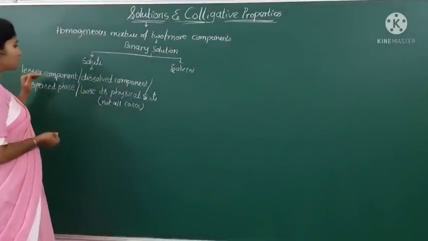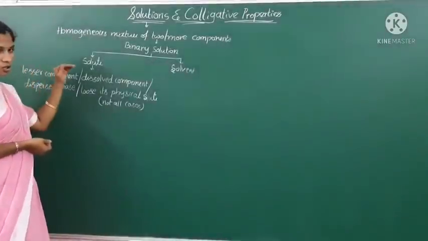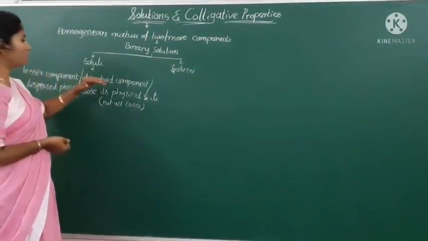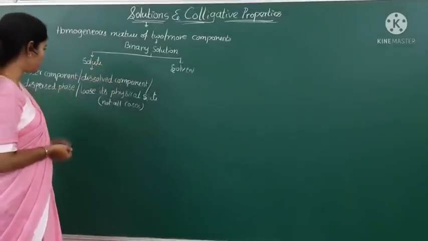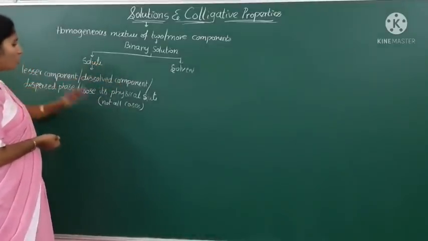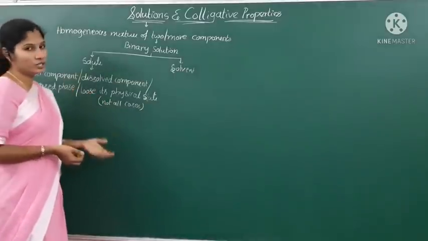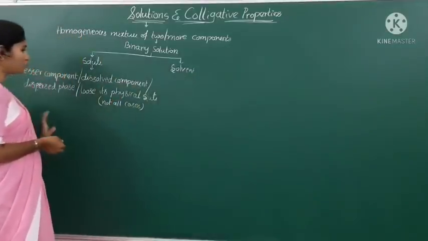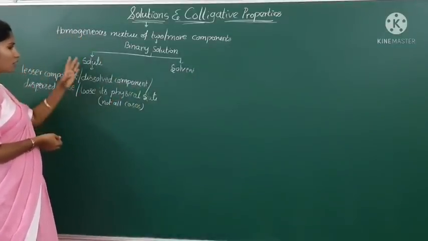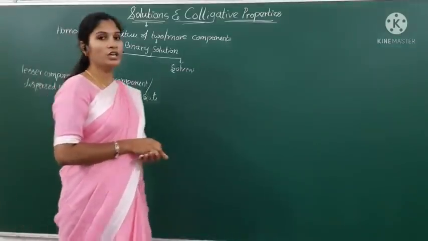Okay. Solute is the lesser component present in the solution, and the dissolved component is called a solute, and the dispersed phase or the component which can lose its physical state can also be called a solute. These are the different ways of expressing a solute.